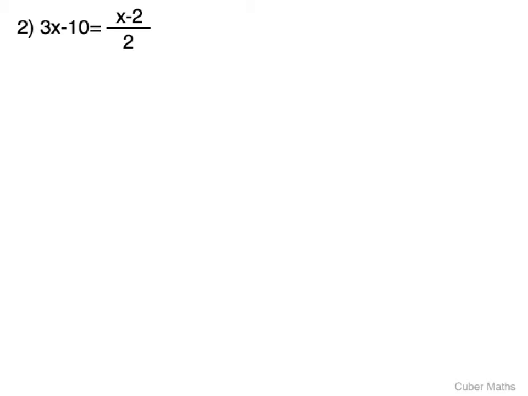Here we have our second problem. It says 3x minus 10 is equal to x minus 2 divided by 2. So 3x minus 10 is equal to x minus 2 over 2. Now again we have a fraction, so our first thing to do will be to get rid of that. And it's x minus 2 divided by 2. So to reverse that, we're just going to times both sides by 2.